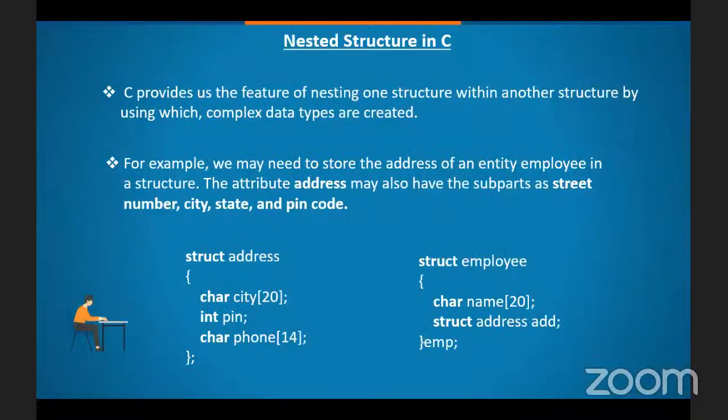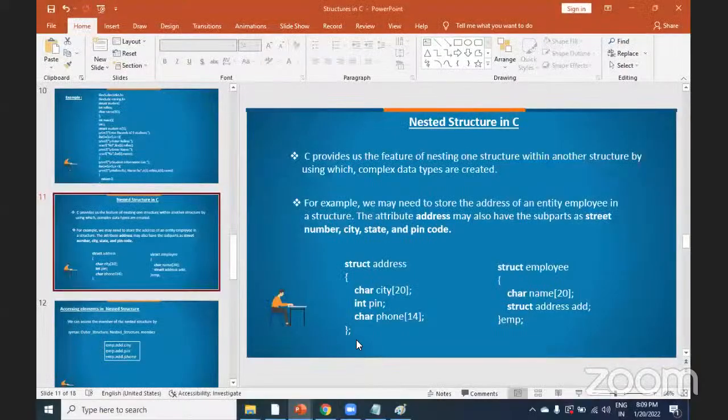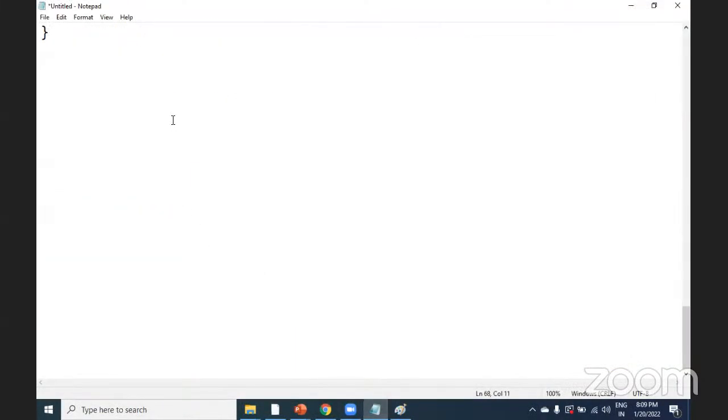So when can I use a nested structure? Say, for example, every student. First, let me explain in the notepad. When I want to create struct student, it has a student ID, and a name, which I can say is of size 20. Fine. In case you want an address, what is the other variable? Student address. I want to create an address.